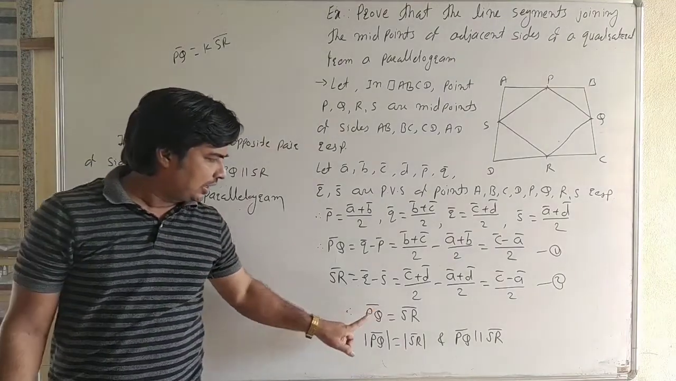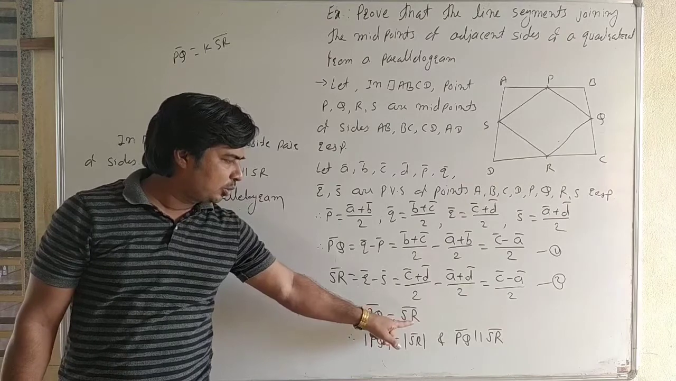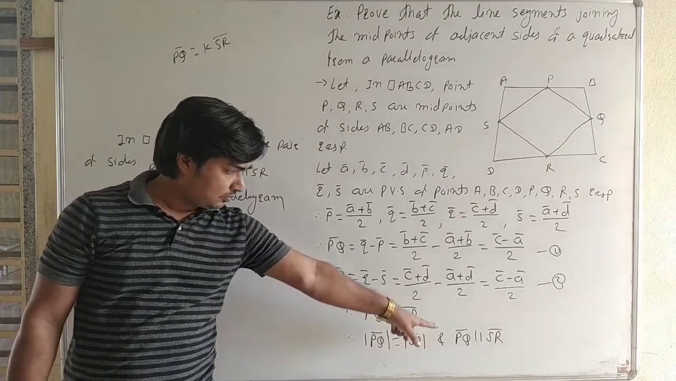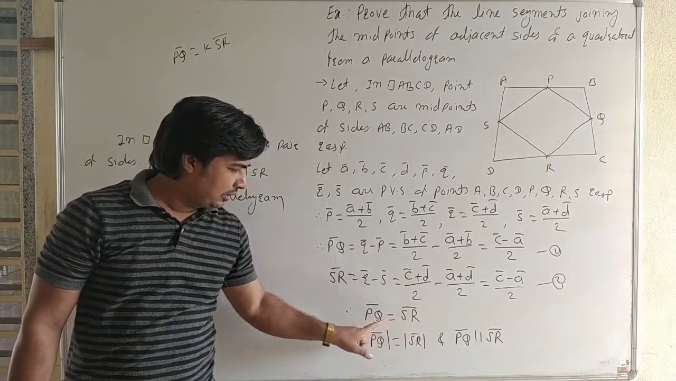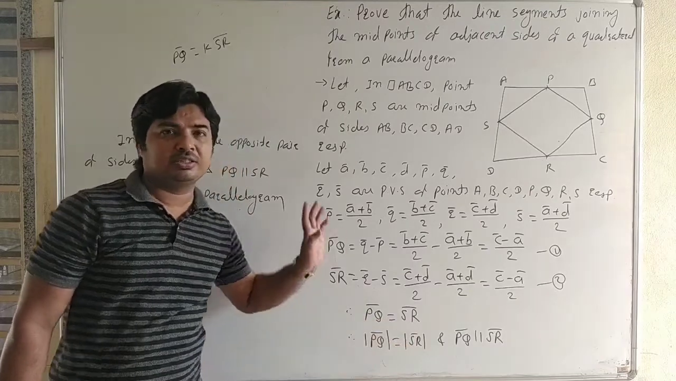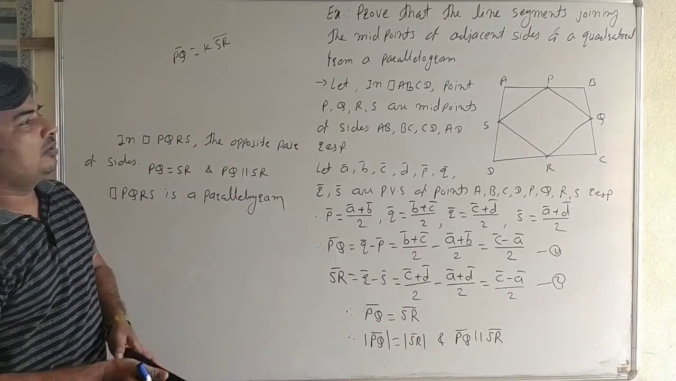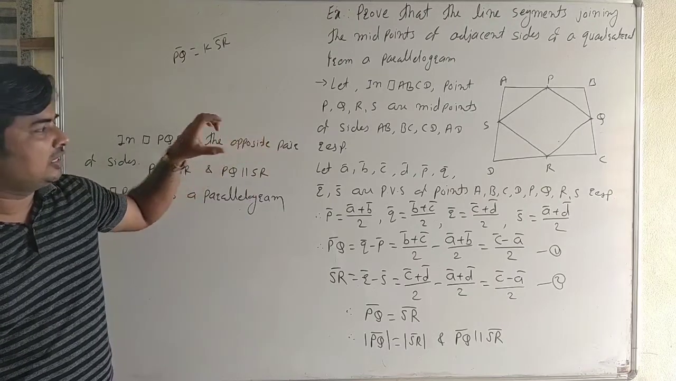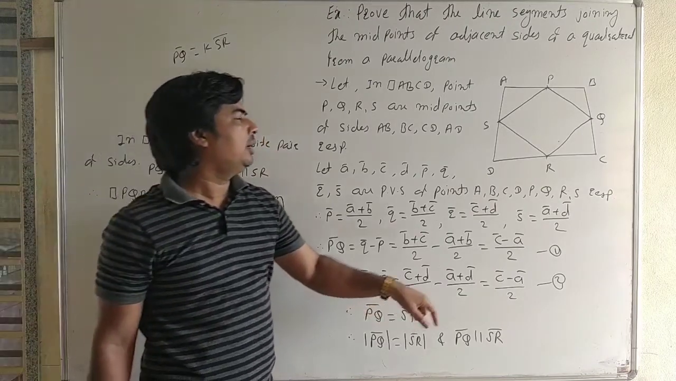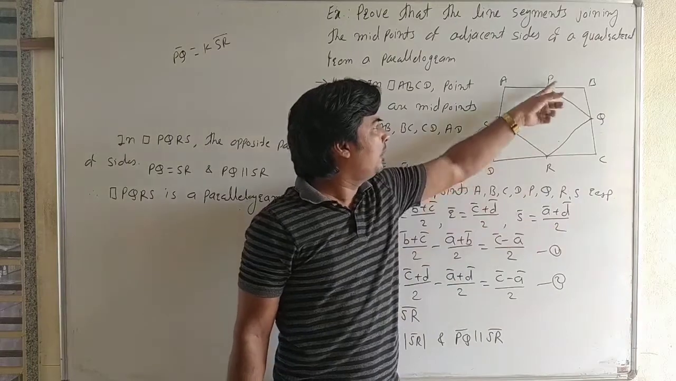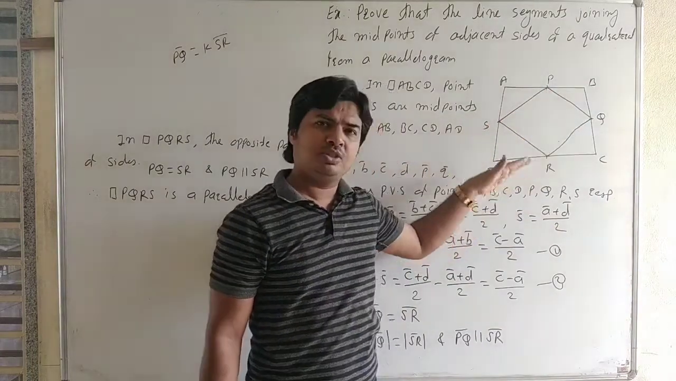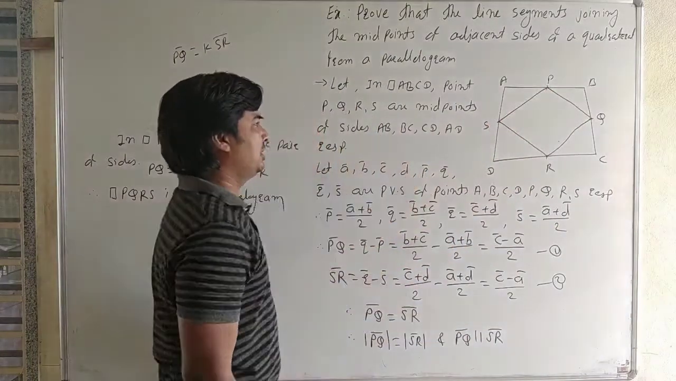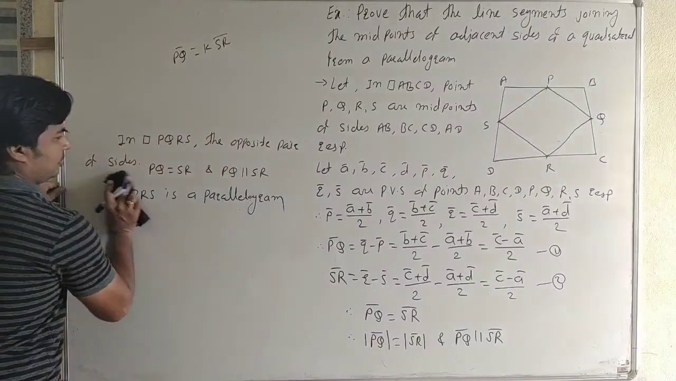Here the concept is, one vector is a scalar multiple of the other, that means the two vectors are parallel, and the two vectors are equal, therefore their magnitude is the same. Therefore one pair of opposite sides are equal and parallel, therefore the quadrilateral is a parallelogram. You can take any pair, we took PQ and SR, you can take PQ and QR, same condition. Any condition works. Now we see the next example.